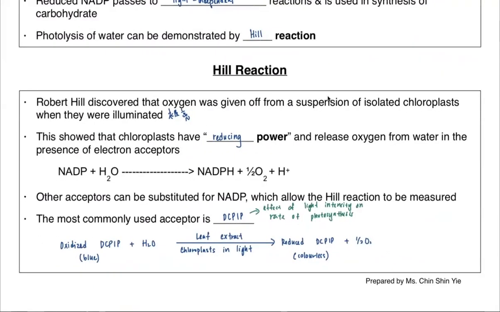Basically it is a biochemical experiment, a biochemical reaction that mimics what happened in the chloroplast. Robert Hill discovered that oxygen is given off when you illuminate a suspension of chloroplasts. Illuminate means shining light on it. So if you provide light energy, then of course chloroplasts will photosynthesize and produce oxygen.